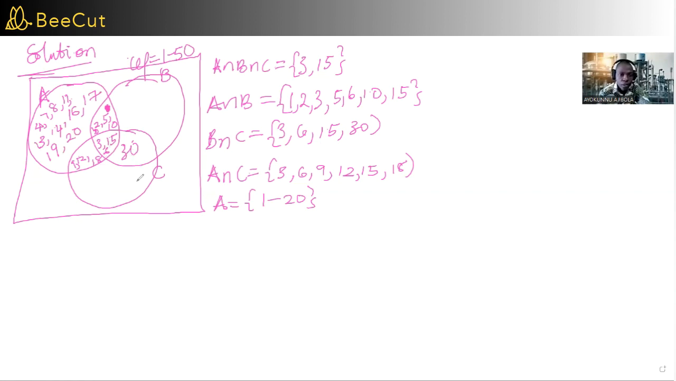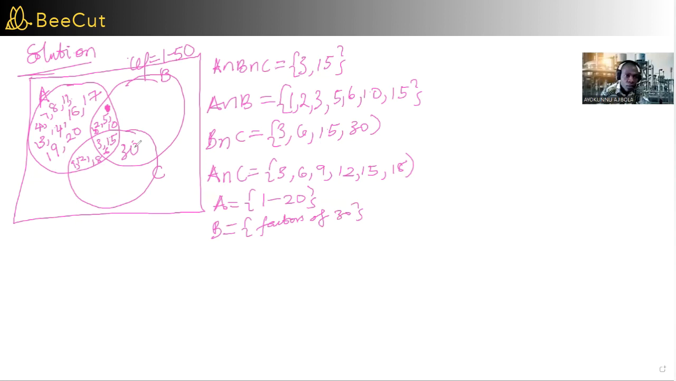I believe you are following that. So let me fix B. What are the things that are supposed to be in B? Those are factors of 30. And what are the factors of 30? I have 1, it's already here. 2, it's already here. 3, it's already here. 5, yes. 6 is here. 10 is here. What's the next factor of 30? 15 is here.